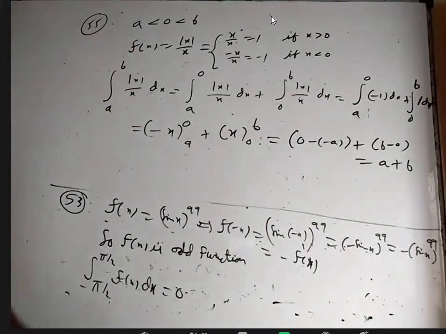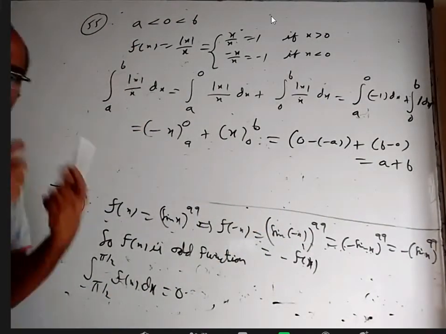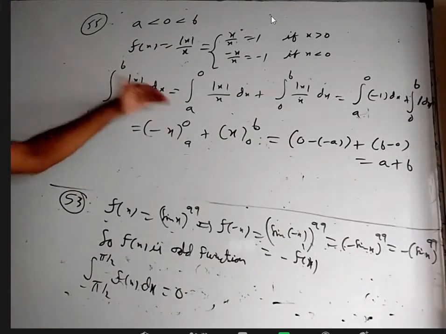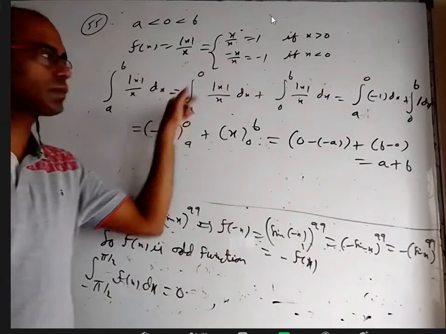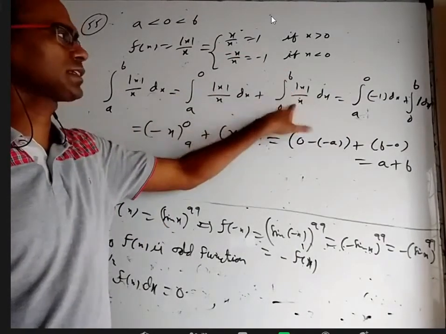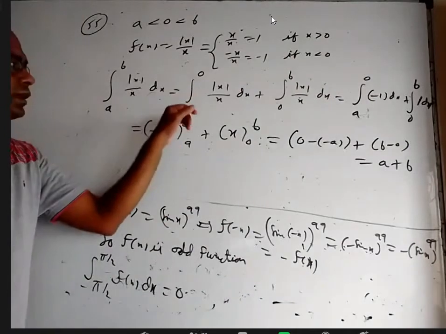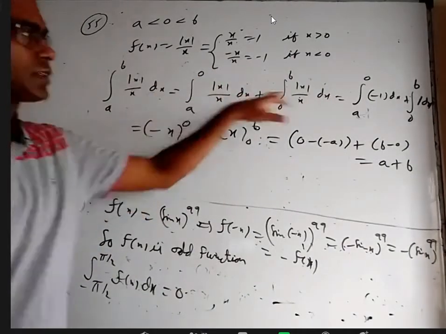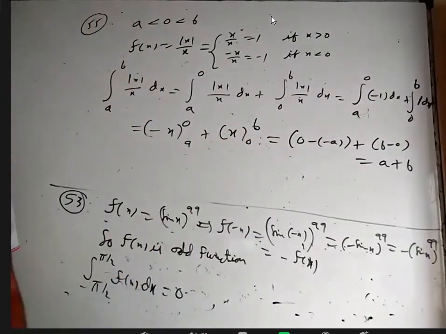Okay, main part, the reason for splitting is mod x, should I write plus x or minus x? That depends on whether x is positive or negative. So I have to split a to 0, 0 to b. A is a negative number, b is a positive number. 0 to b, everything is positive, mod x will become plus x and x by x will be 1. Negative number to 0, x is always negative. I have to write minus x and minus x by x is minus 1. And then integrate normally.